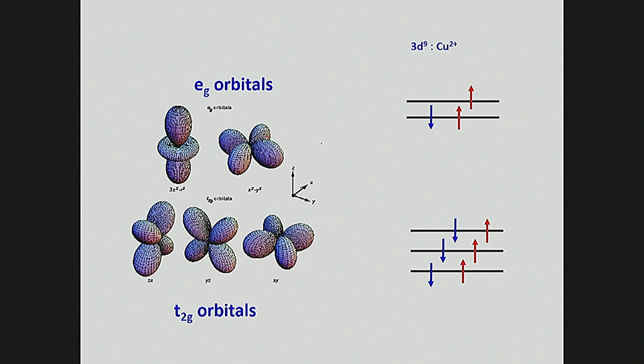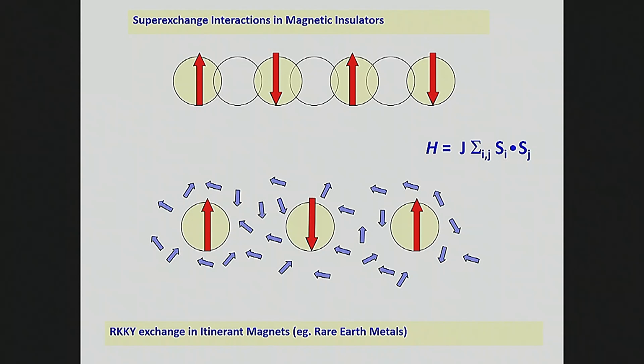So the magnetism associated with copper 2+ in high-temperature superconductors is actually the magnetism associated with a single electron. It's a single spin-a-half quantum magnetic moment associated with the copper 2+. So the high temperature superconductivity problem, for many people, boils down to a problem in quantum magnetism, which is in itself quite interesting. But that's just another example of how you would generate a magnetic moment.